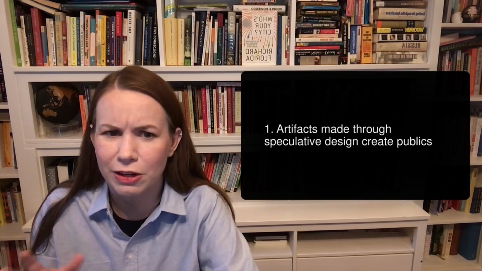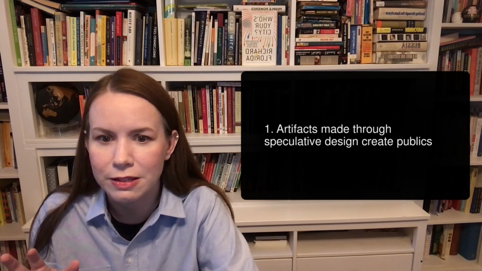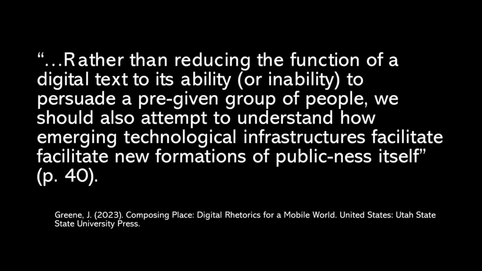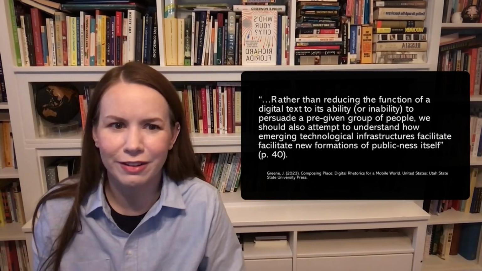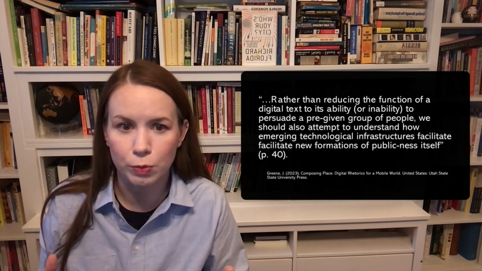Green talks about how technology may be used to create new kinds of public orientations, and he says, I really like this quote, "Rather than reducing the function of a digital text to its ability or its inability to persuade a pre-given group of people, we should also attempt to understand how emerging technological infrastructures facilitate new formations of publicness itself." Although Green's discussing AR tools, it's not a stretch to imagine that speculative design will soon play a major role in that area as well.